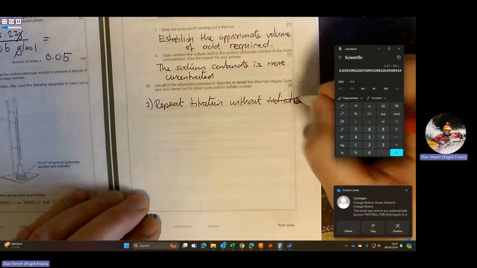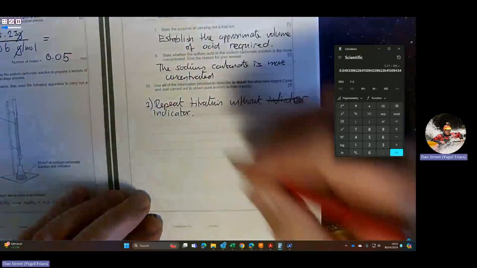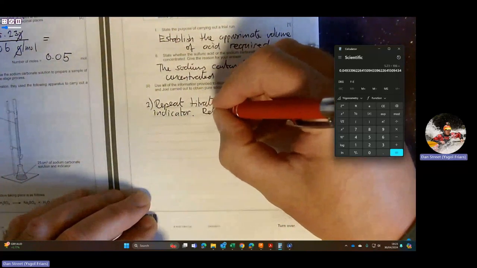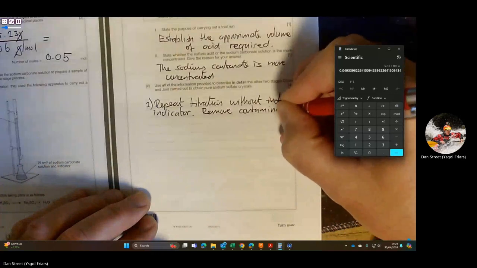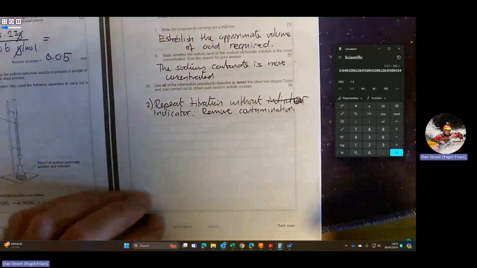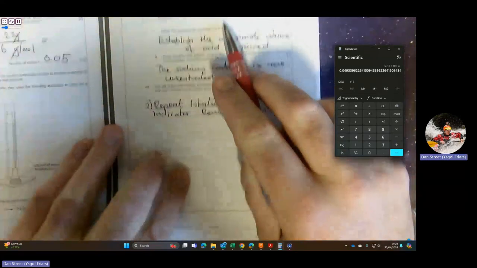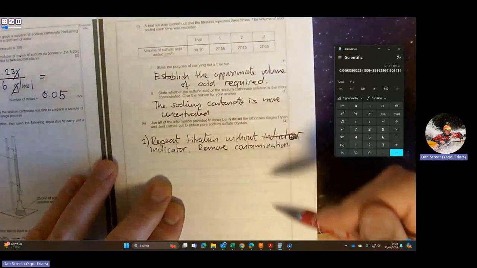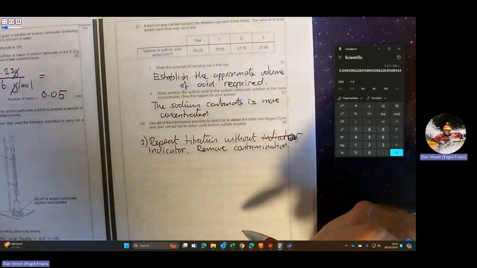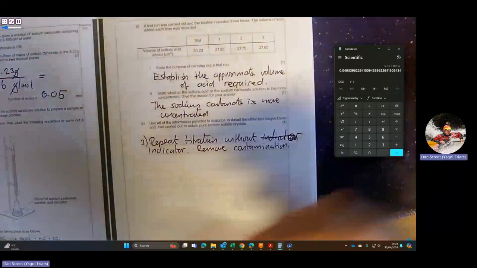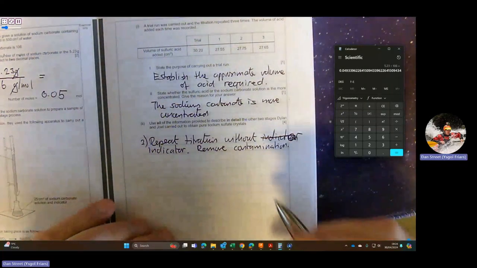Indicator, so that's to remove contamination. The indicator itself would contaminate your final product. So you would do it on trust, if you like. You know how much you need. You would take an average of these three, and then you would use that volume of acid against 25 centimeters cubed of sodium carbonate, and you would get the fizzing produced by the carbon dioxide, but you wouldn't get any color change. But you would be confident that you've added the right amount.